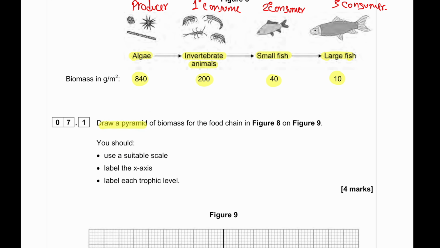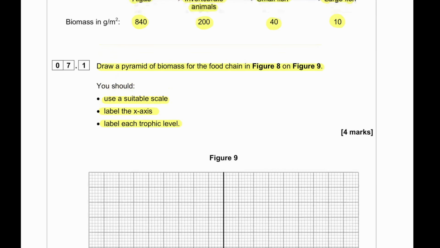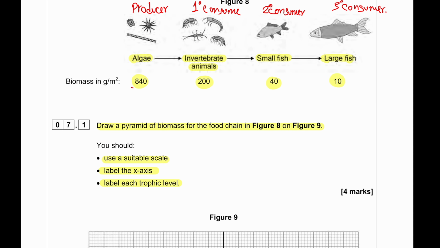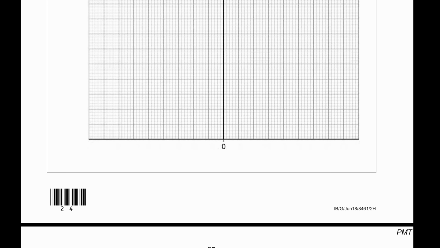Draw a pyramid of biomass for the food chain in figure 8 on figure 9. We have to use a suitable scale, label the x-axis, and label each trophic level. We can see our maximum is 840. So by keeping that in mind, the 840 has to be covered by considering both of the sides. So our labeling in the x-axis should be biomass in gram per meter square.